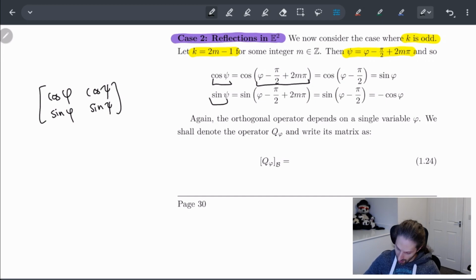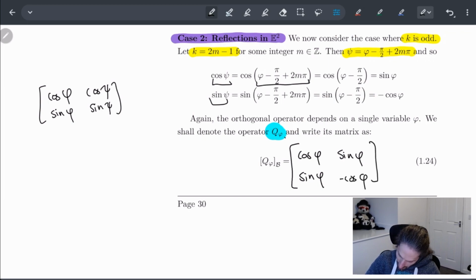So what this gives us is I can define some linear operator. Here we'll denote it by q of phi, since p was taken. This gives us the operator cosine of phi, sine of phi, sine of phi, minus cosine of phi. And where is this coming from? Sine of phi is really just cosine of psi, and cosine of phi was just sine of psi. Okay, so we have this equality.